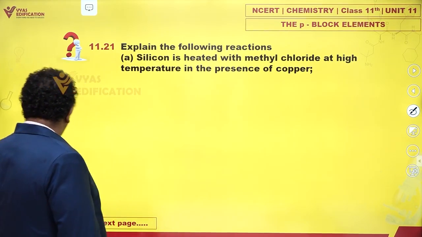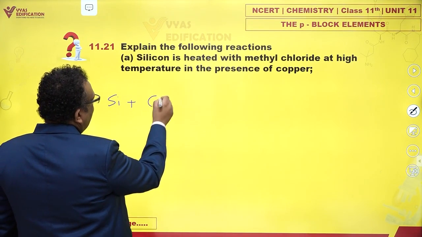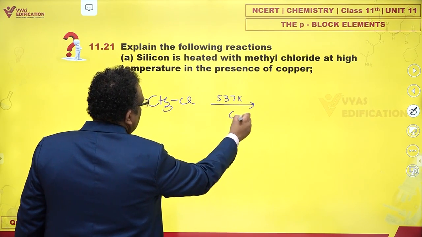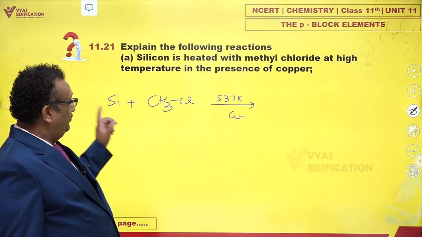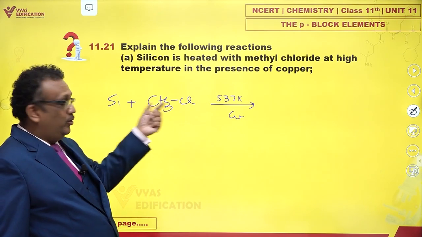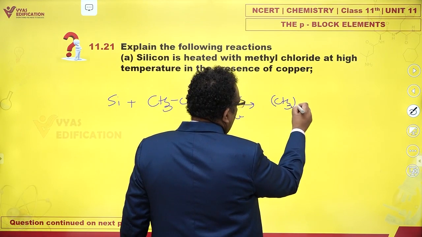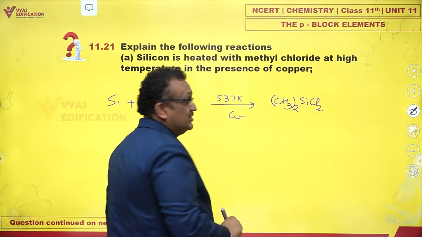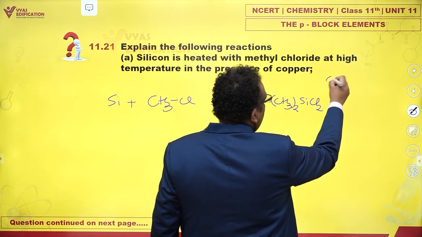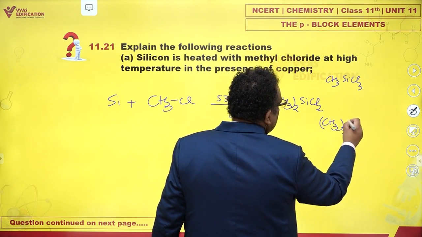It's a very standard reaction. What happens is this. If you take silicon and heat this with CH3Cl, at 537 Kelvin in presence of copper catalyst, you find you get methyl and chlorine groups substituted on silicon. That means you get (CH3)2SiCl2. This is dichloro-dimethyl silane. You also get CH3SiCl3 and (CH3)3SiCl.